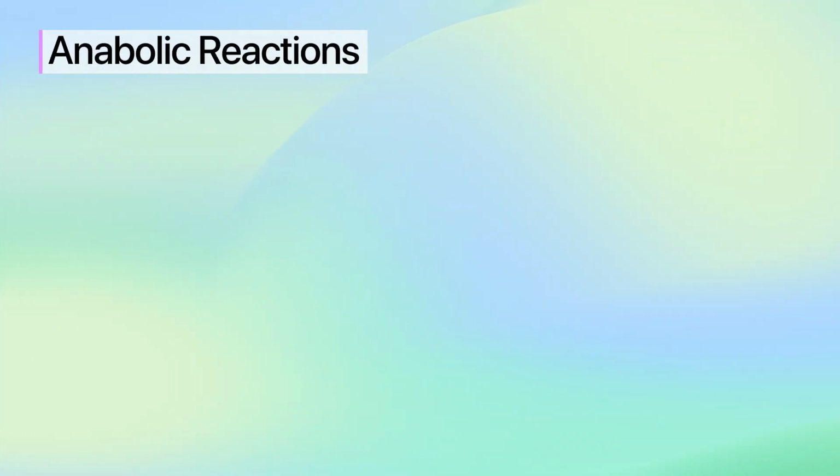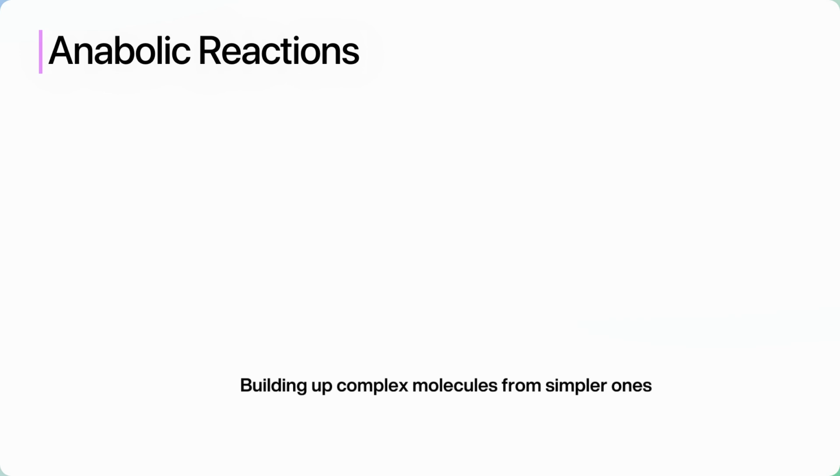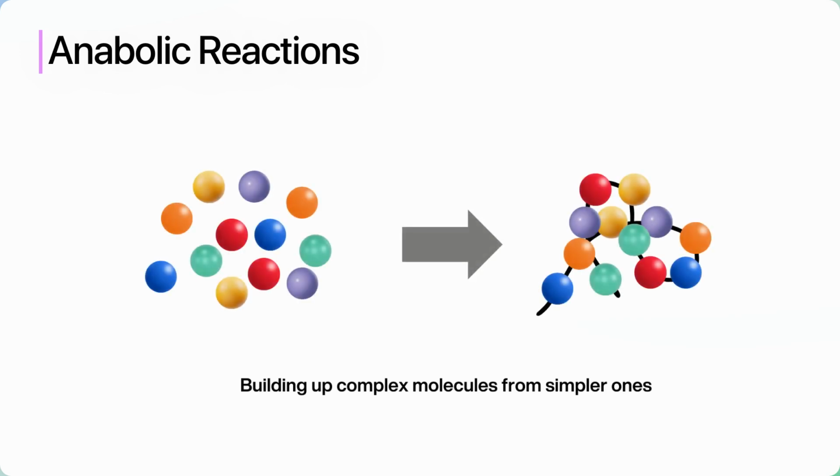Now, let's look at the different types of reactions that metabolism can involve. Metabolism includes anabolic reactions, where simple molecules are built into more complex ones. Let's take a look at some key examples.